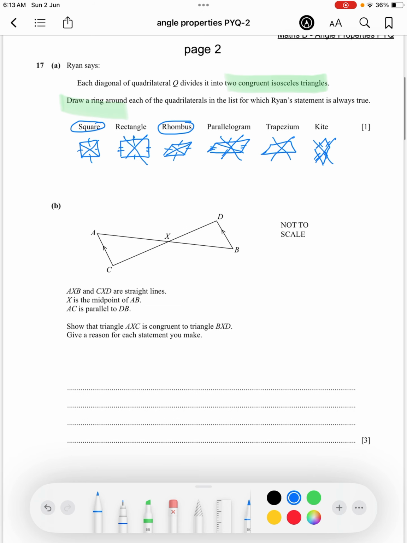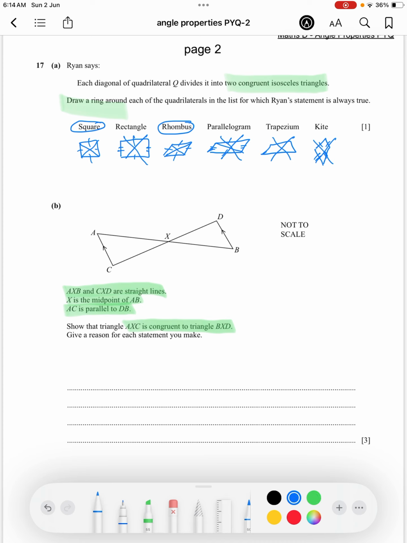Okay, so next one. There are straight lines. X is the midpoint, AC is parallel to DB, and that is being given there, so that's fine. So show that AXC is congruent to BXD. How can we show that AXC is exactly the same as BXD?